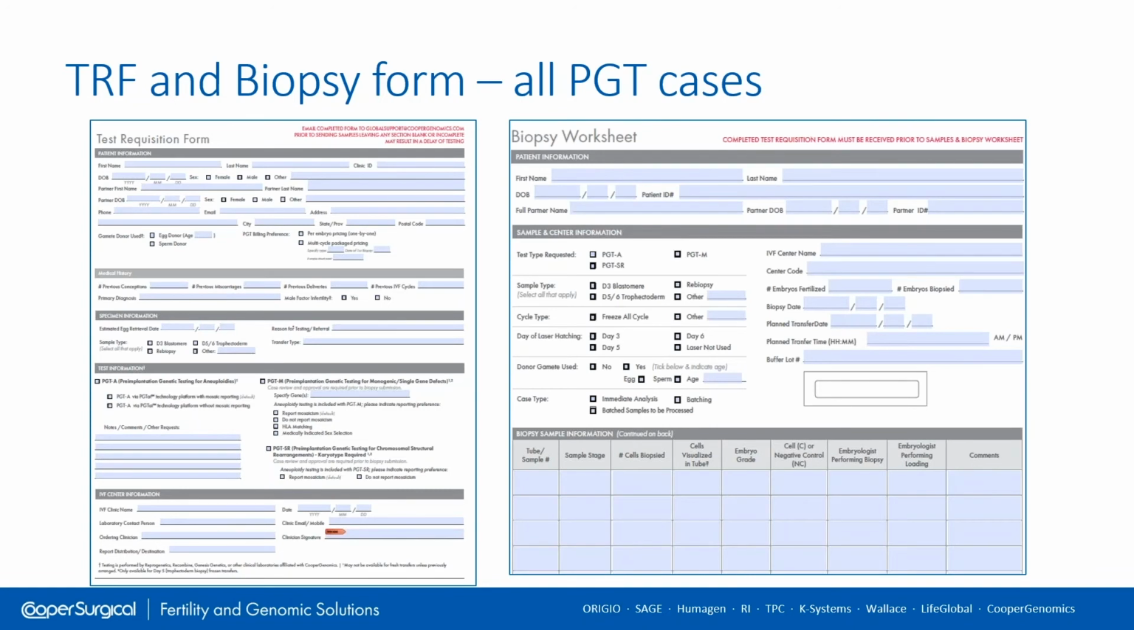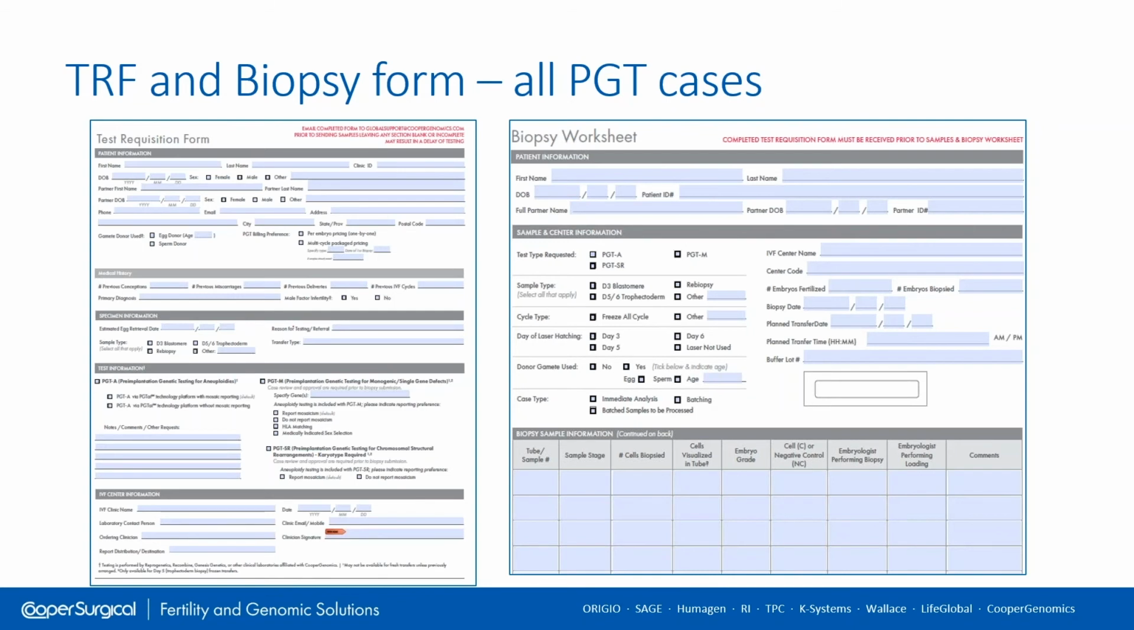Another form that is needed is the biopsy worksheet. The biopsy worksheet is to be submitted together with the samples. Once again, we need to capture patient information and some information about the sample and your center. So we need to know what we are testing for, so what type of test it is. We need to know the sample type, and we need to know if we are to analyze this case now, or are we going to batch it? So store it until further testing is required.